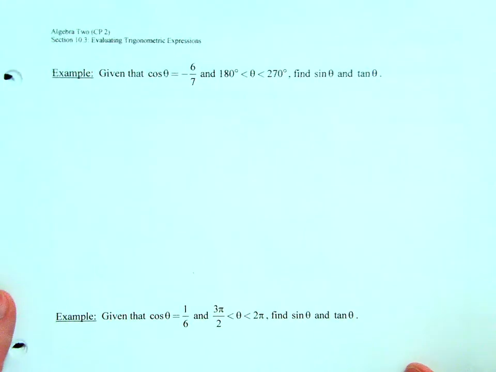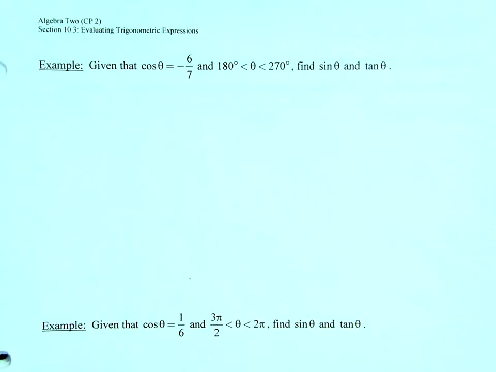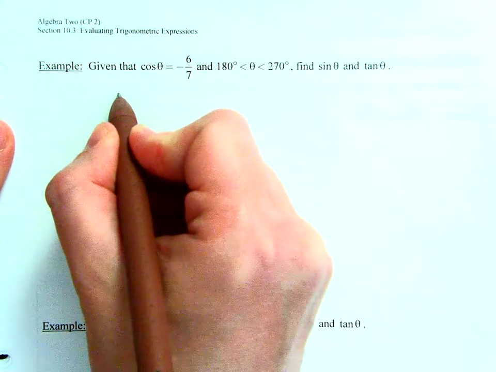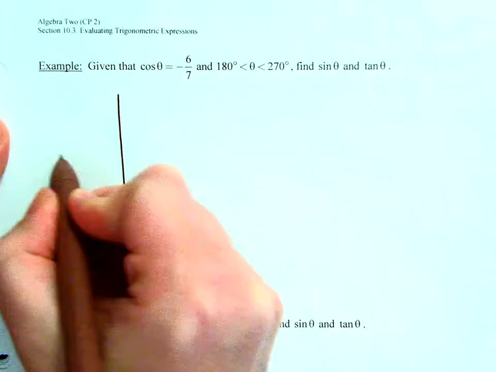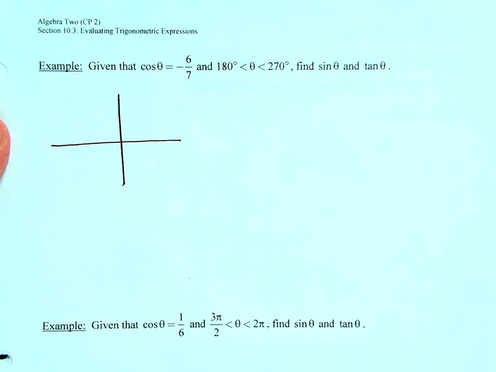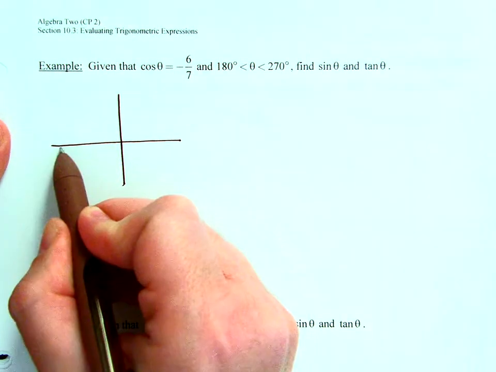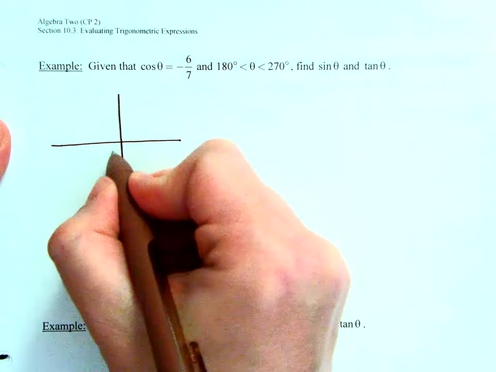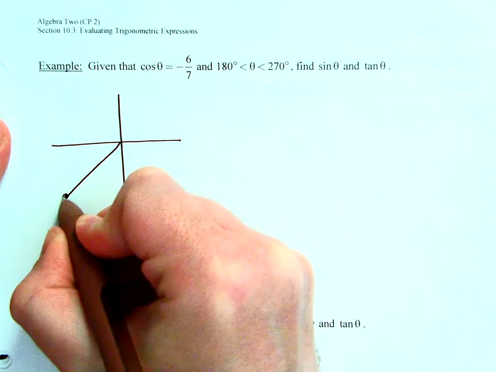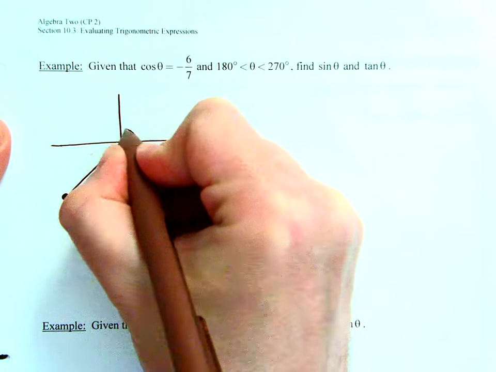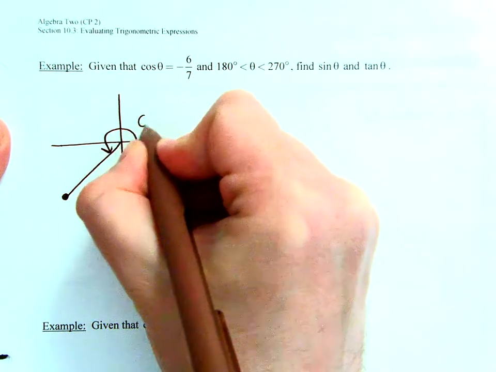Next one, given that the cosine of theta is -6/7, and theta is, well, I guess this time I use degrees, theta is between 180 and 270, find the sine of theta and the tangent of theta. So I'm going to start by drawing my angle. Because of this, I know that here's 180, here's 270, so my terminal ray is somewhere in quadrant 3. And this is the angle that I care about. That's my theta.